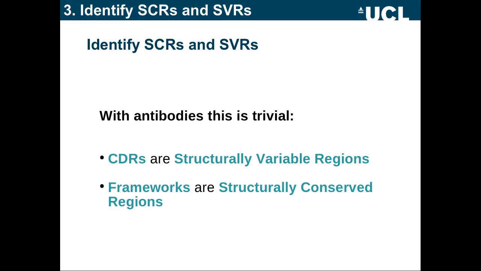In antibodies, the problem is rather different and really quite trivial, because the frameworks which support the CDR loops are really highly structurally conserved. They very rarely have insertions and deletions, and when they do, those tend not to be anywhere near the kind of business end of the molecule, which is the hypervariable loops or CDRs. So the CDRs then are the structurally variable regions. They vary in conformation, they vary in length, and they vary significantly in sequence.